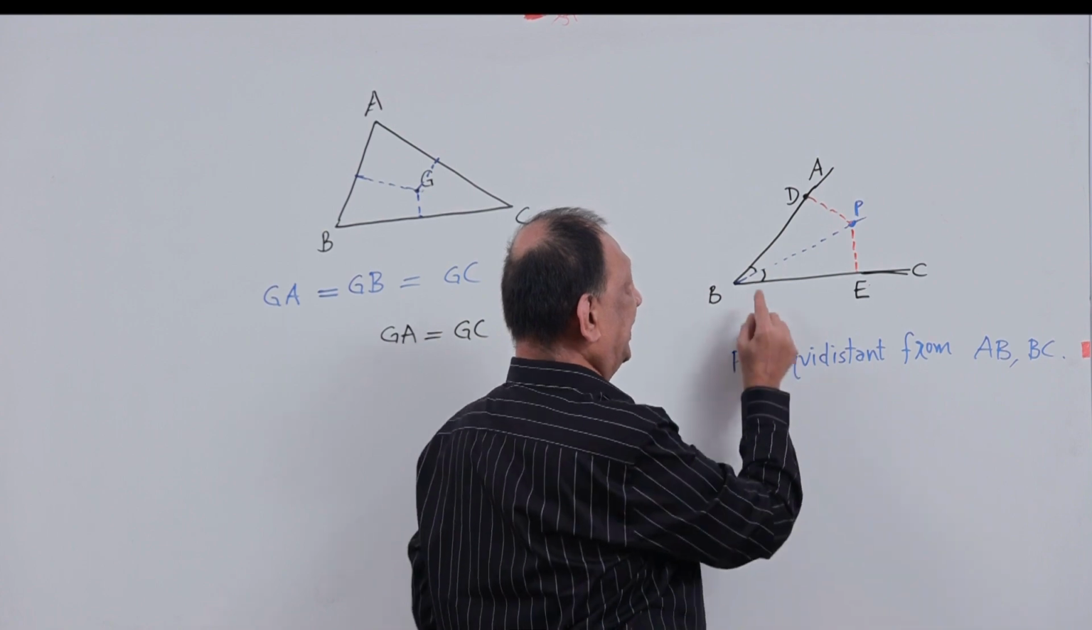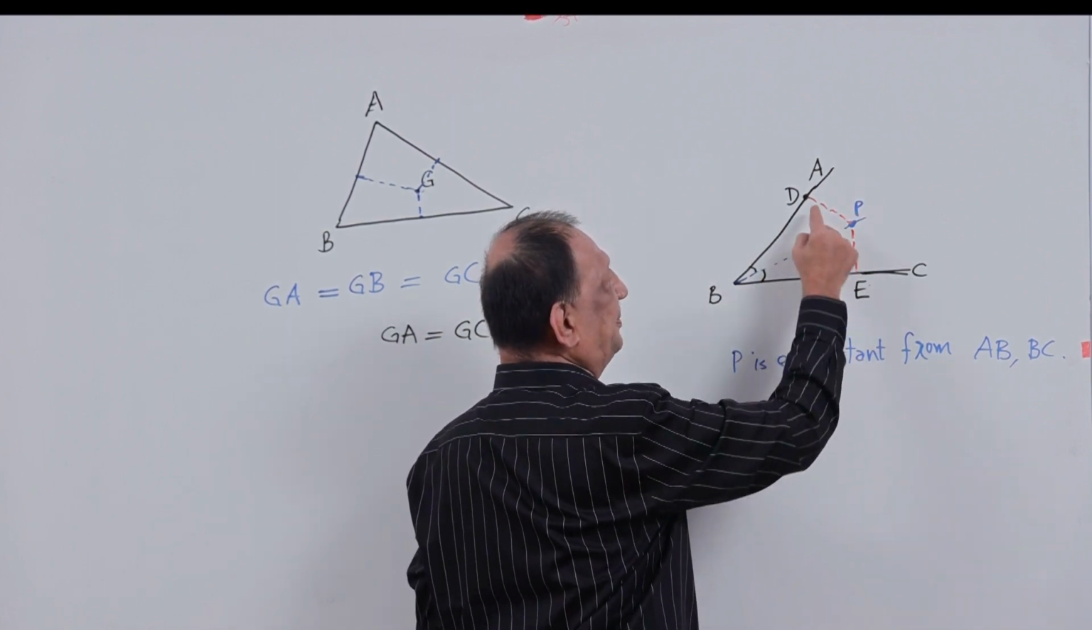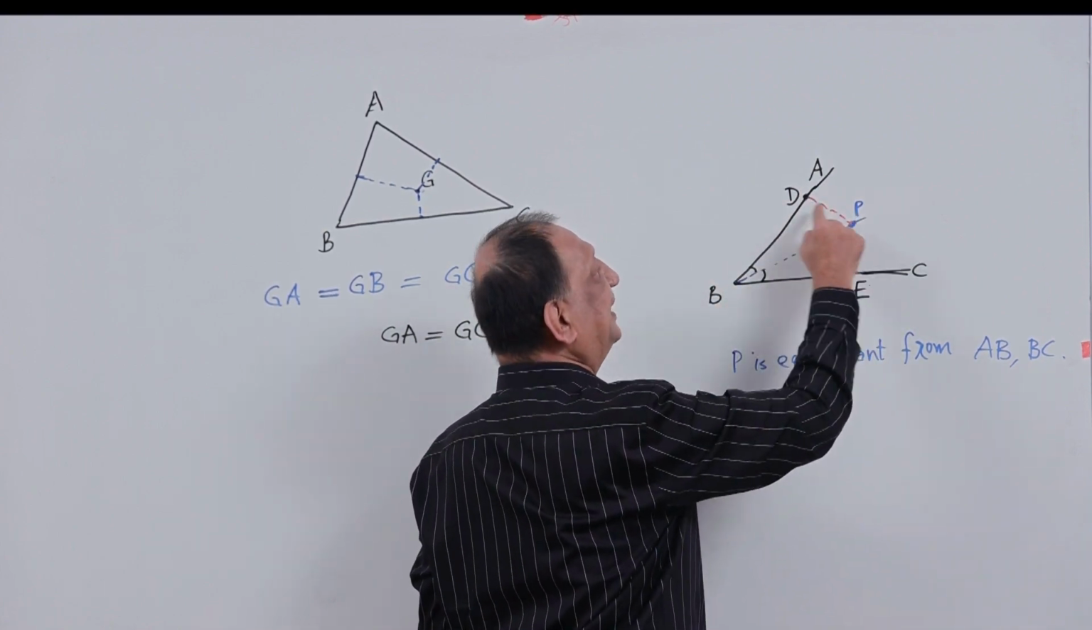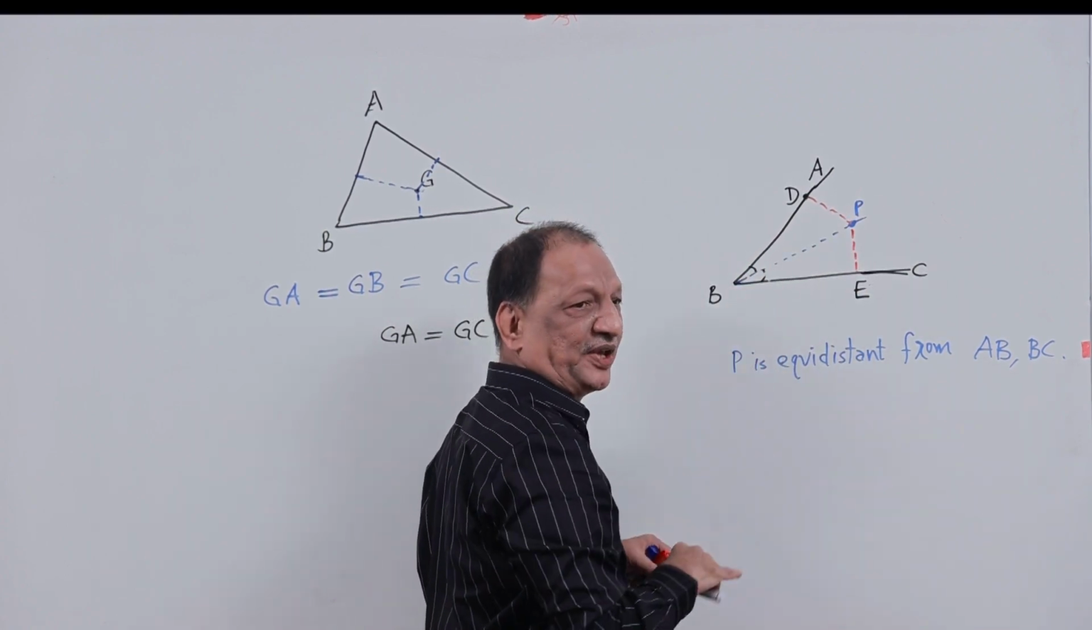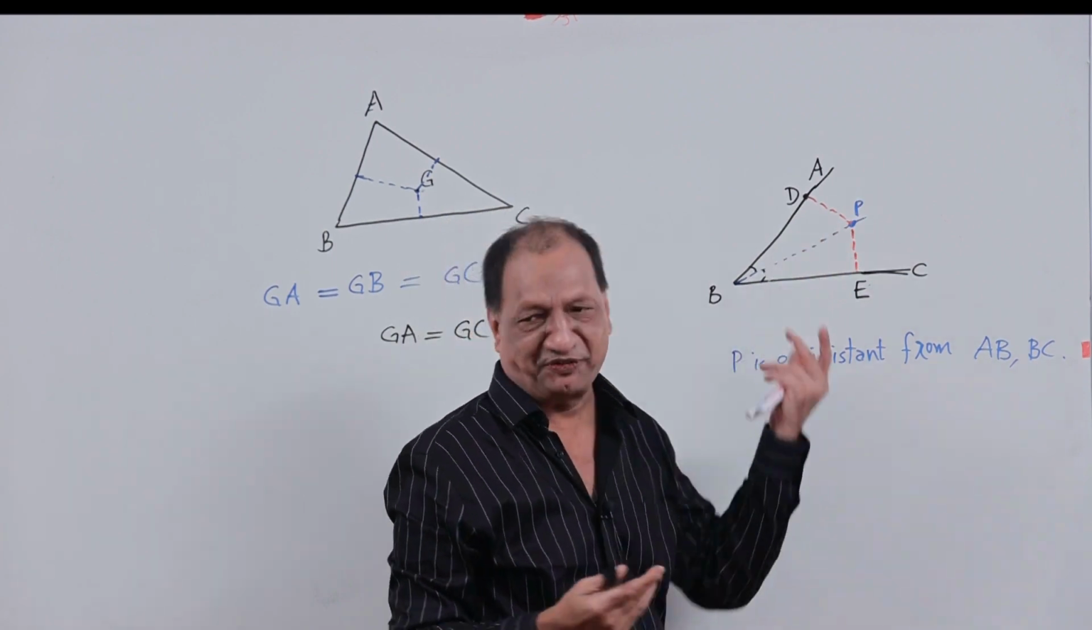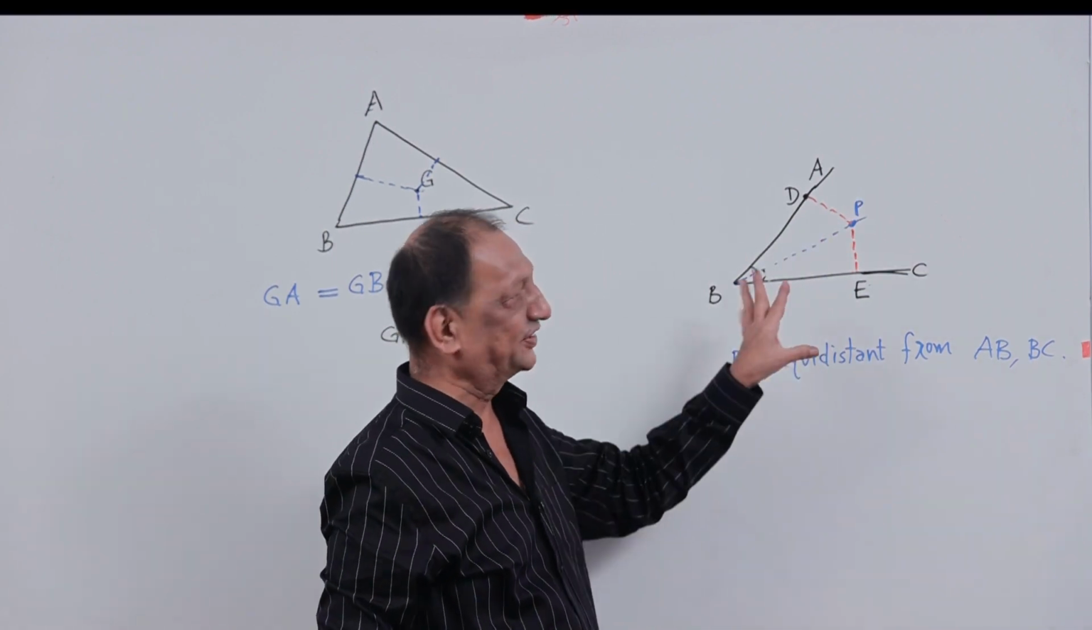One angle is the same. Now this angle PBE is the same as angle PBD because we have the bisector. Because of the bisector, these two angles are the same. If two angles are the same, the third angle will definitely also be the same. No questions on it. So they are similar triangles.